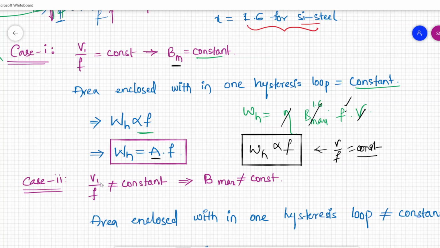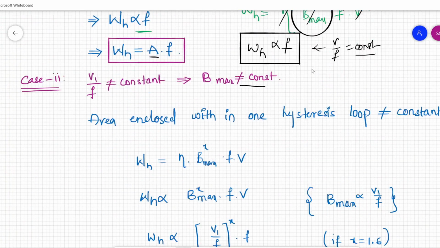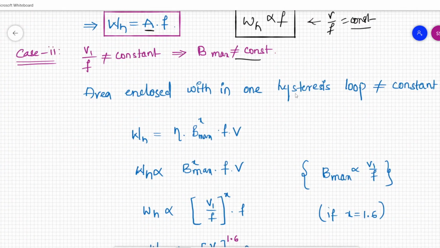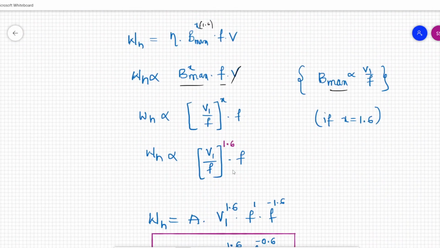Now let us see the case where I could not keep the V by F ratio constant, so Bmax will not be constant. Here Bmax will be varying, so the area enclosed within one hysteresis loop is not constant. So hysteresis loss is eta Bmax to the power 1.6 into F into V. The volume is constant, but frequency and Bmax are not constant now, because Bmax is V by F and x is 1.6. So if you substitute Bmax, that will be V by F whole power 1.6 into F.